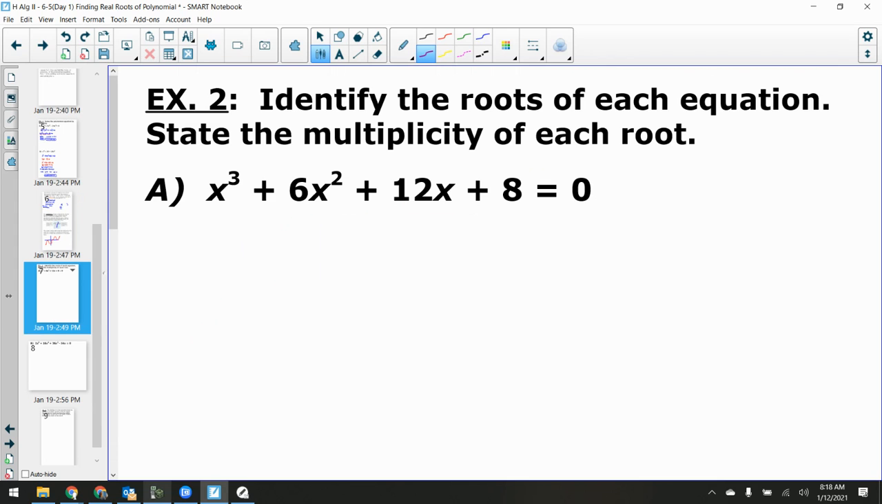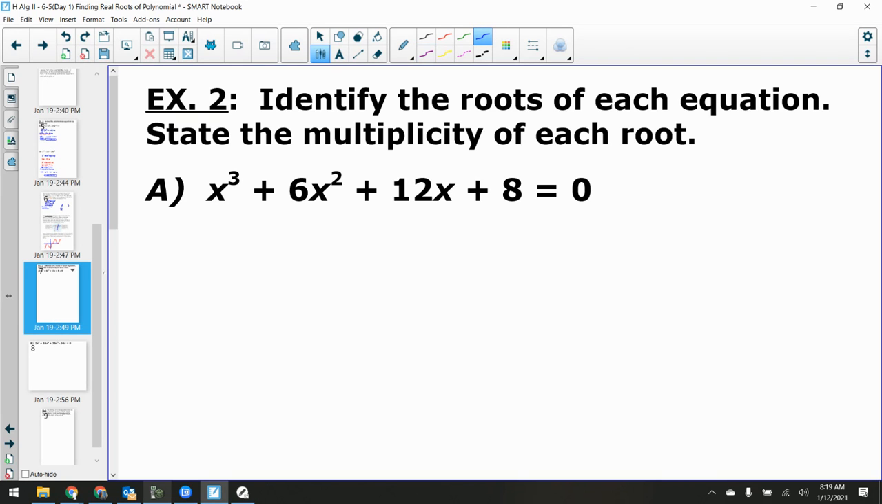Okay. Let's take a look here. Identify the roots of the equation and state the multiplicity of each root. Multiplicities are going to be key when we start making connections between the degree and the number of roots that we have. The only thing we know how to do right now is factor it down, and if it doesn't factor, then we have to use our graphing calculator. So let's first try to factor it down.